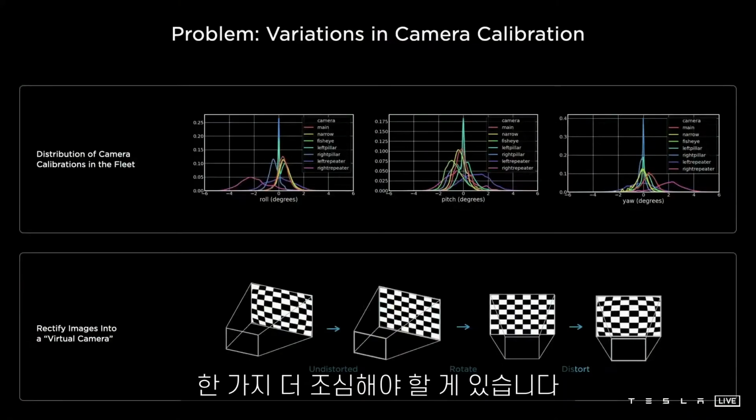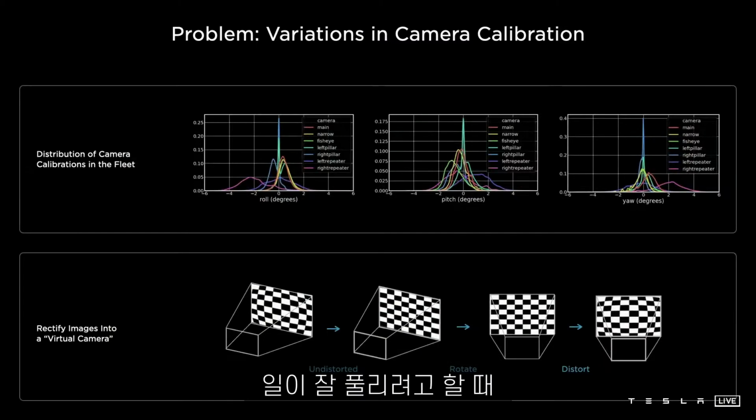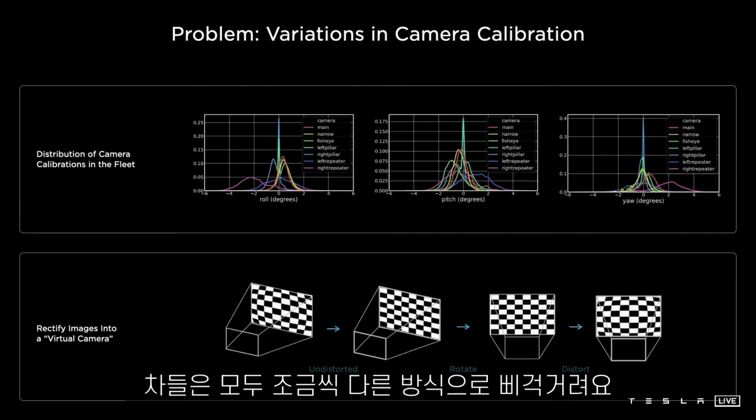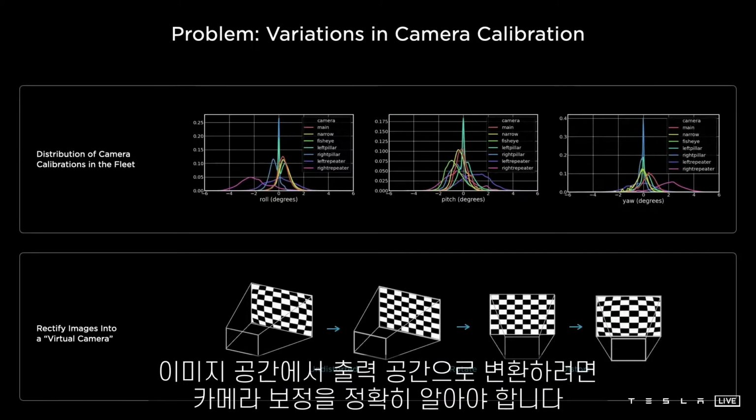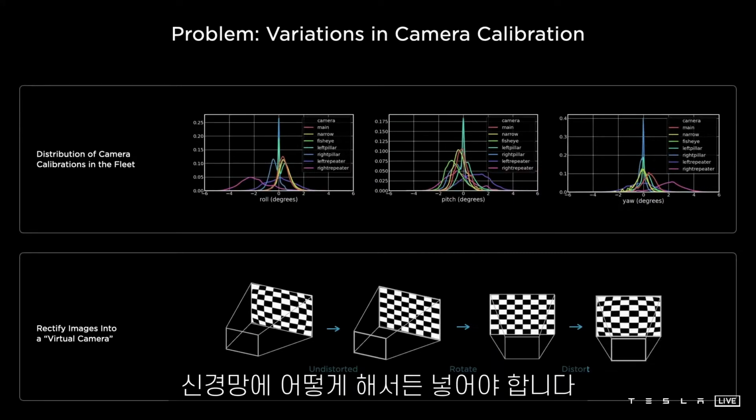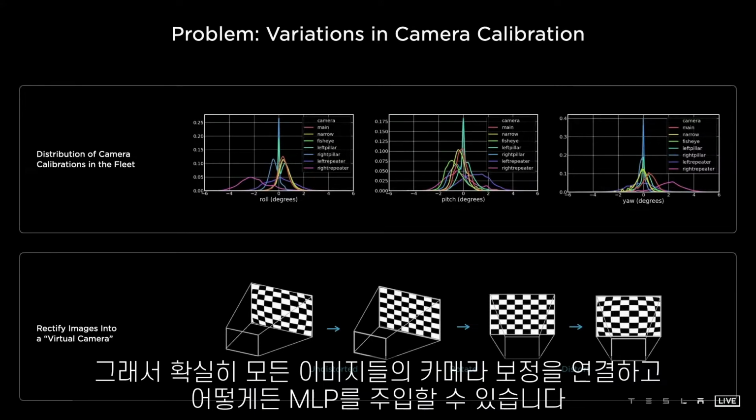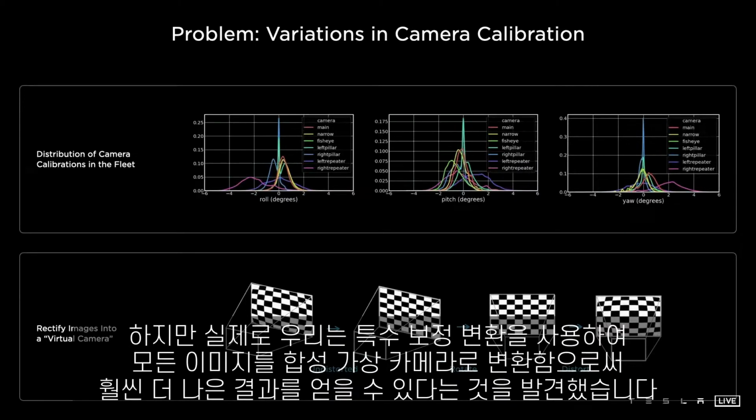So one more thing, you have to be careful with some of the details here when you are trying to get this to work. In particular, all of our cars are slightly cockeyed in a slightly different way. And so if you're doing this transformation from image space to the output space, you really need to know what your camera calibration is. And you need to feed that in somehow into the neural net. You could definitely just concatenate the camera calibrations of all of the images and somehow feed them in with an MLP. But actually, we found that we can do much better by transforming all of the images into a synthetic virtual camera using a special rectification transform.